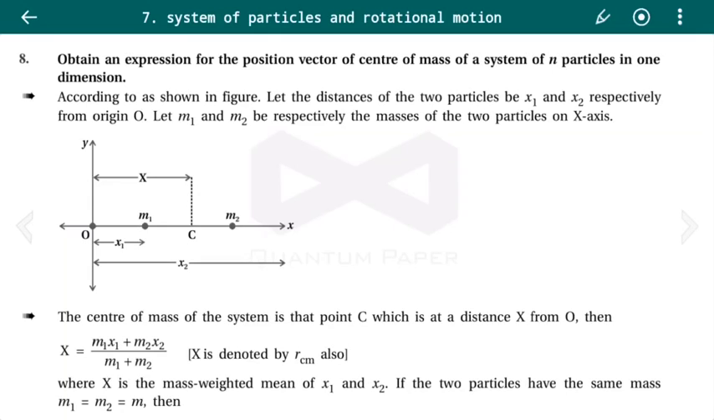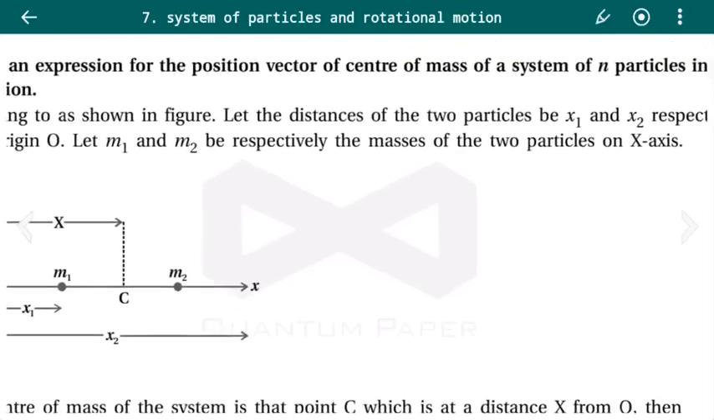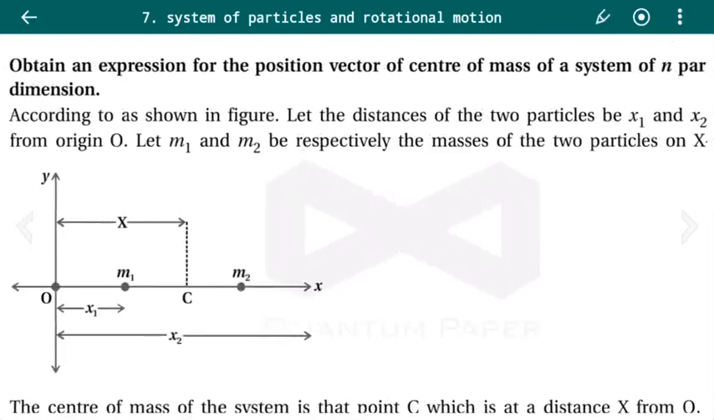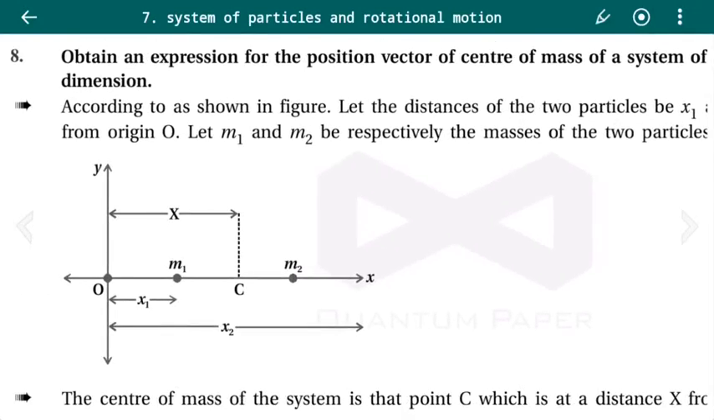Now as shown in the figure, let the distances of two particles be x1 and x2 respectively from origin O. Let m1 and m2 be respectively the masses of the two particles on x-axis. As the question is given, we are finding the center of mass of the system which is in one dimension. So here we are considering that the object or the system is along the x-axis.